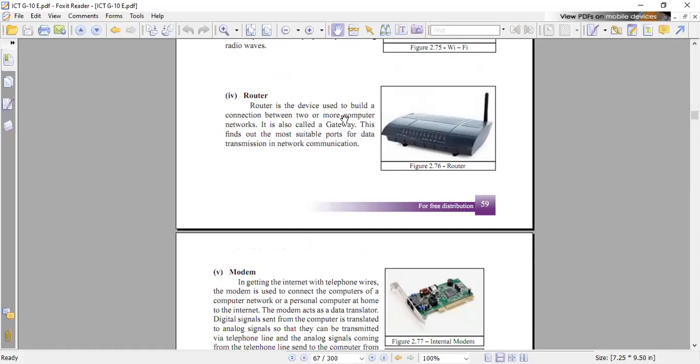Under that, write down. Now I told you we use a router to connect your network to another network. Write down there: is used to connect your network to another network. This is known as gateway also. So we call it gateway. This is also known as gateway.